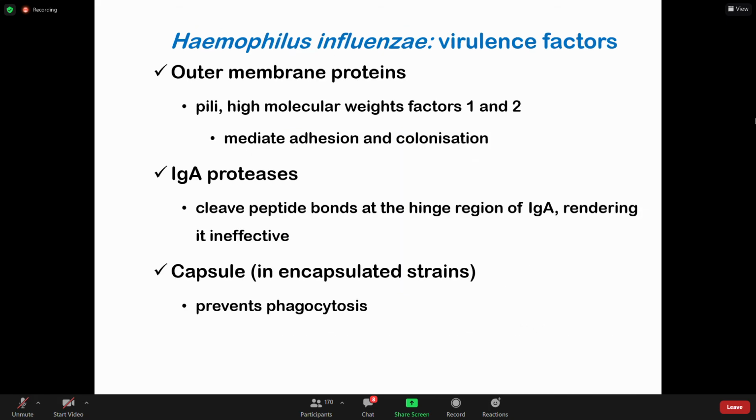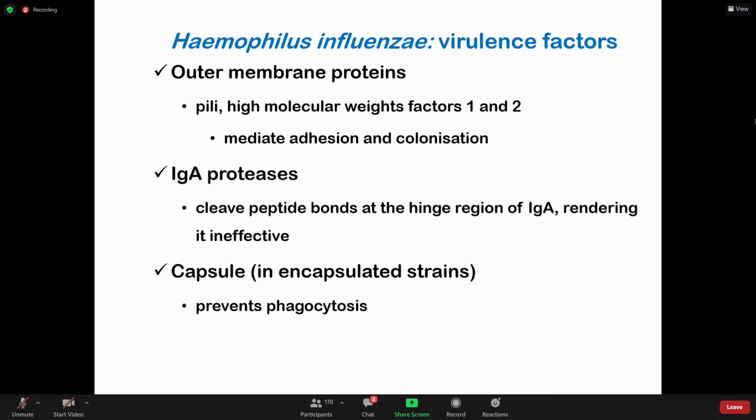The virulence factors associated with this organism that help it to establish an infective process at this site include outer membrane proteins such as Pili and high molecular weight factors 1 and 2. Again, these are adhesive factors, more or less. They help in the colonization of the oropharynx. And like I said, that's the first step towards the infection.